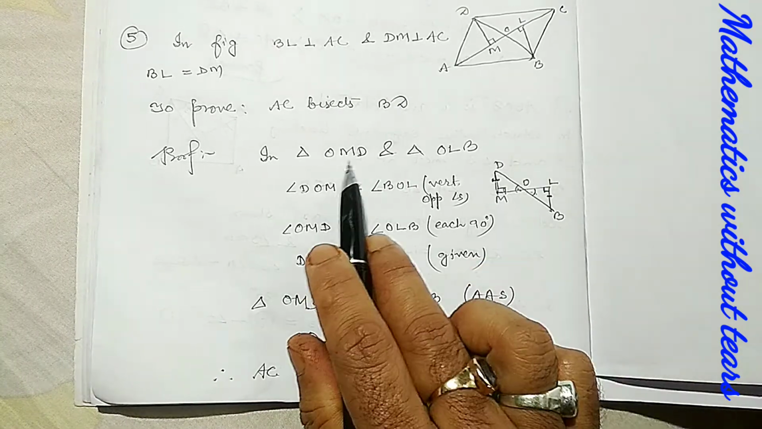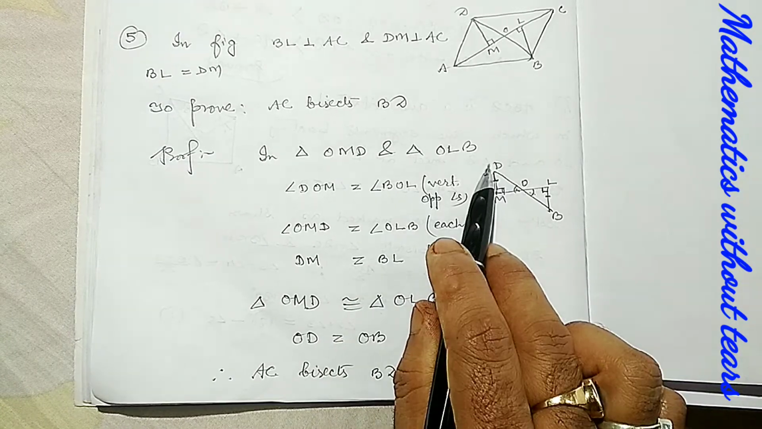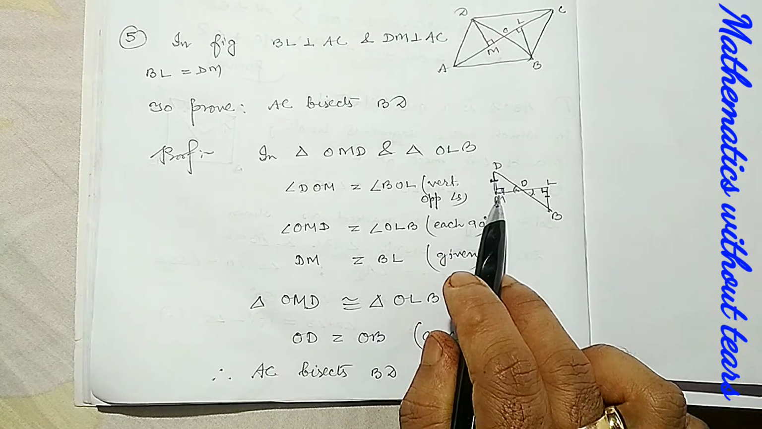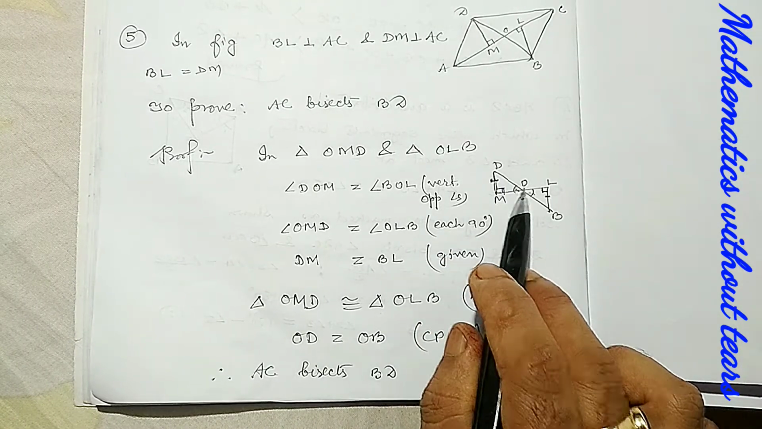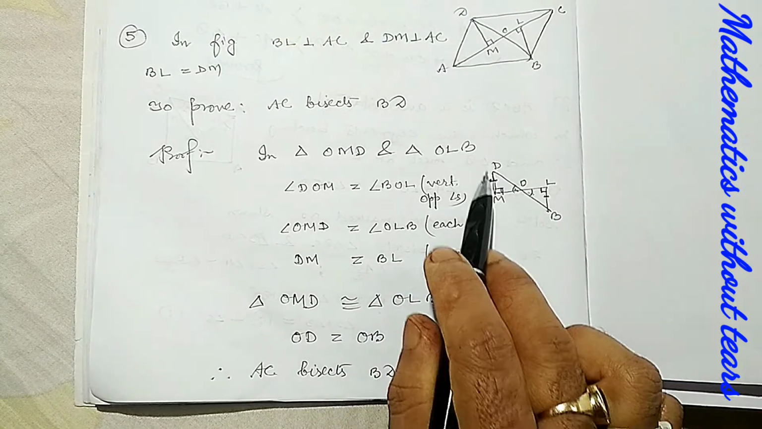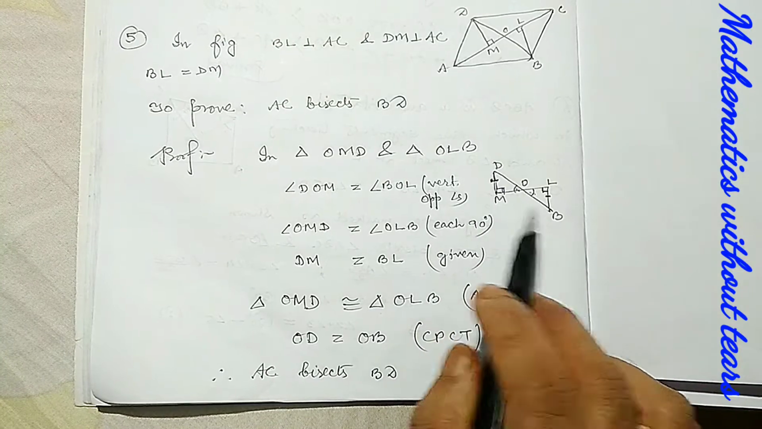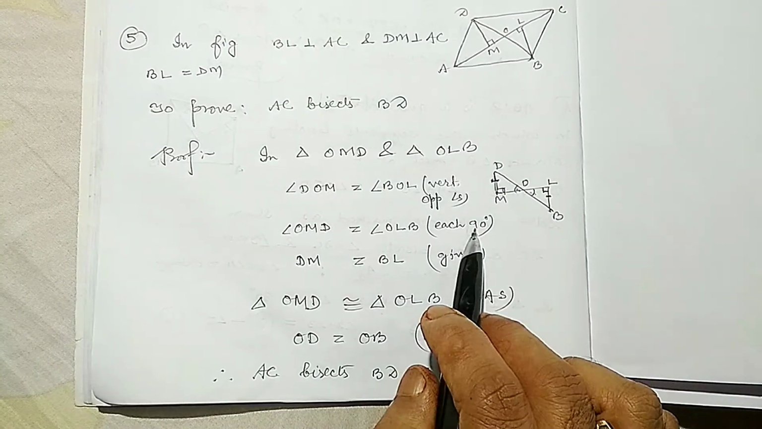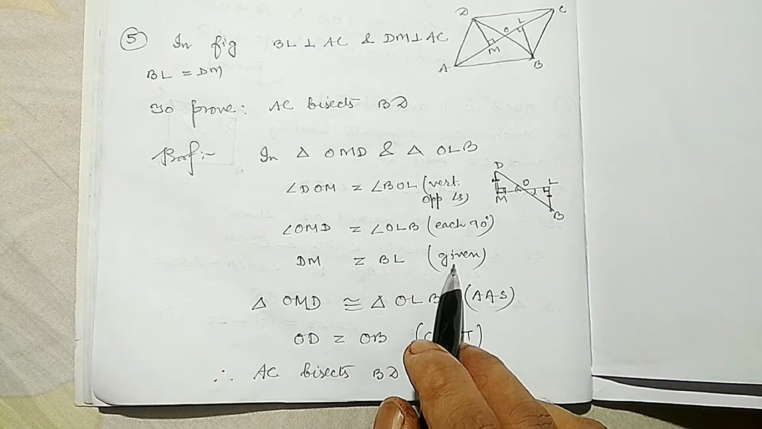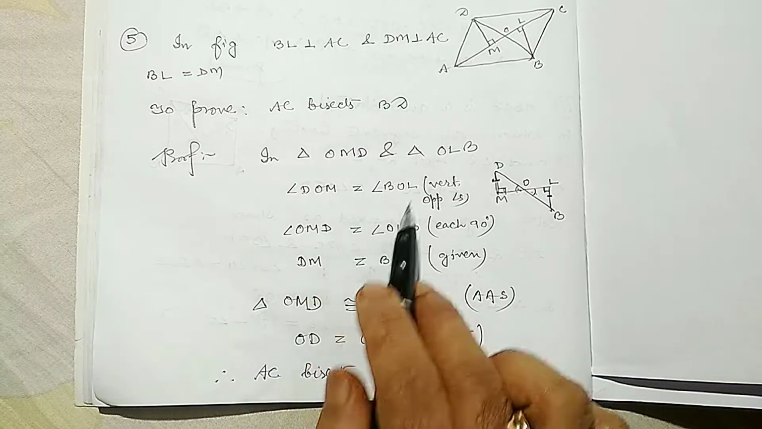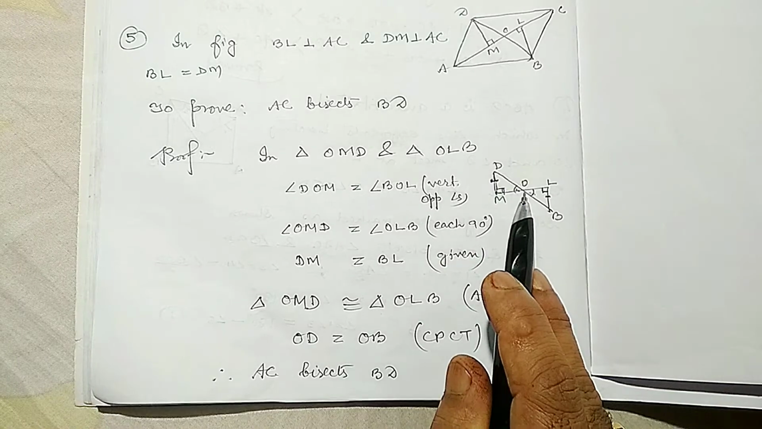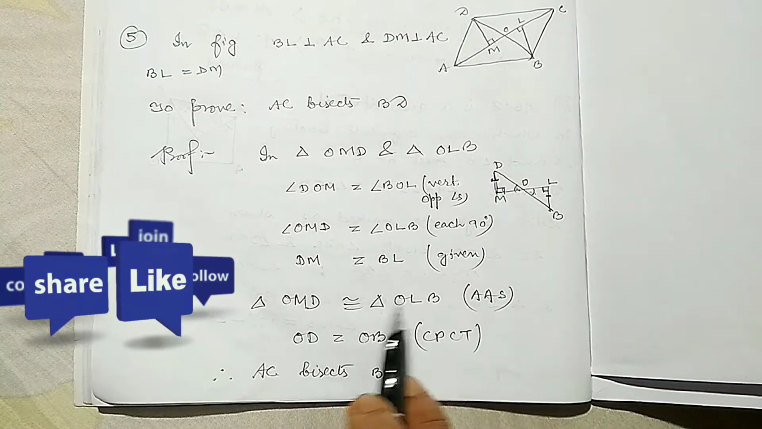So in triangle OMD and OLB, we can write angle DOM will be equal to angle BOL. These are vertically opposite angles. Next one, angle OMD equals angle OLB. Both of them are 90 degrees. And DM equals BL. It is given in the question. So from the congruence property of angle side, triangle OMD and triangle OLB are congruent.